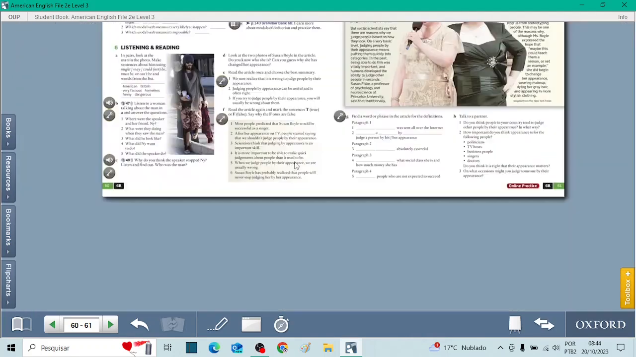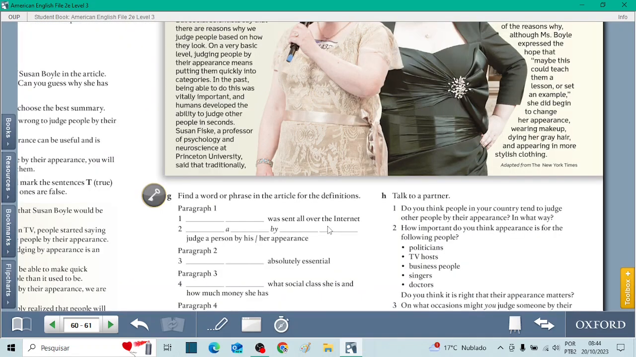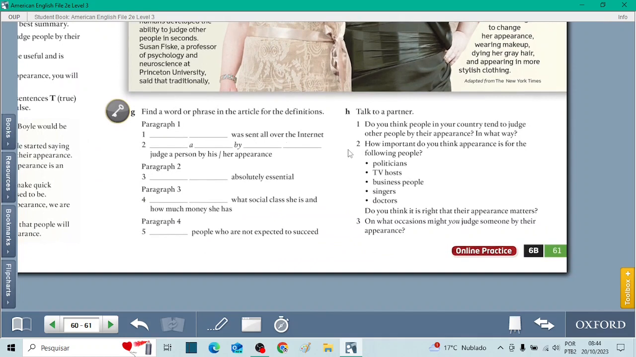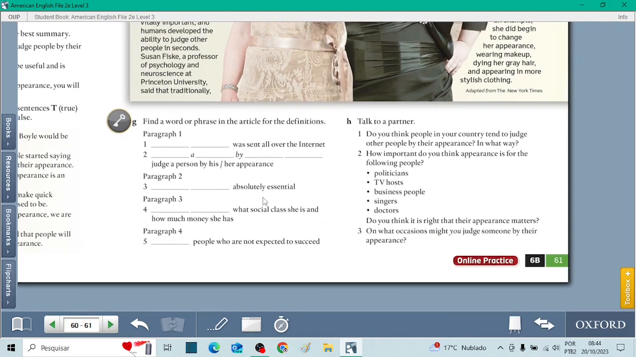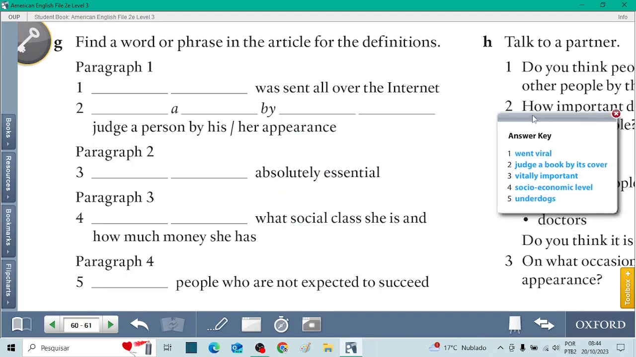Fantastic. That's great. So now moving on to next page, letter G. Find the word or a phrase in the article for the definitions. Pause the video and do it. Checking your answers. Great.